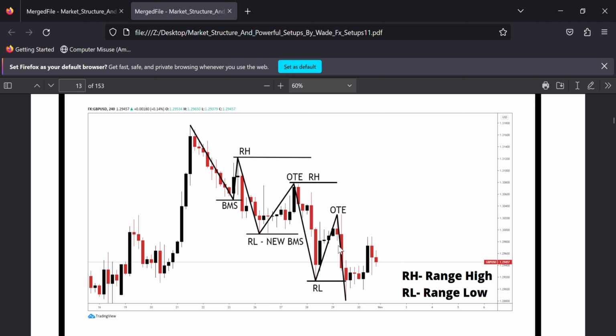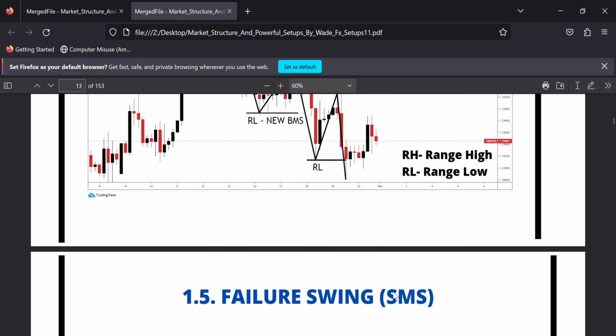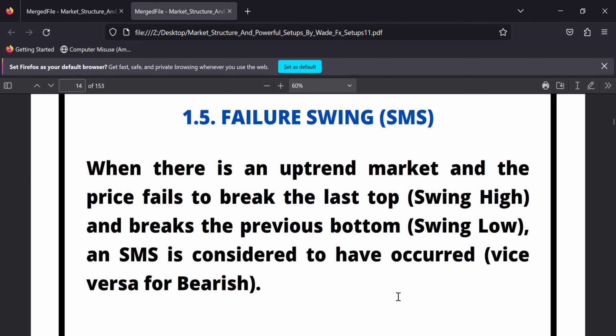As you see, this OTE represents Fibonacci levels. The market retraced in the OTE levels of the Fibonacci, then sold again, making a range low and a break of structure down here. Hope I'm explaining it the best way.